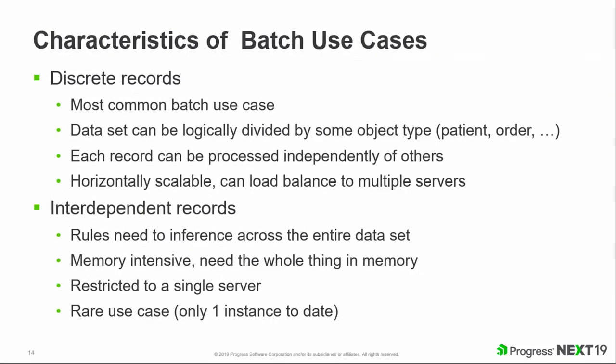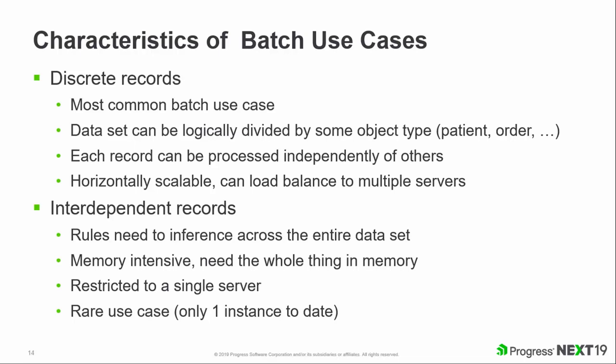So the characteristics of batch use cases, there's really two use cases that we've seen. The most common by far is when you have discrete data. So this could be individual patient records, it could be individual orders, mortgage applicants, whatever it is, and you've got the set of discrete records that you need to process individually. That's a use case that's very scalable, where the records are independent. If you need to scale that up horizontally, you can do that.